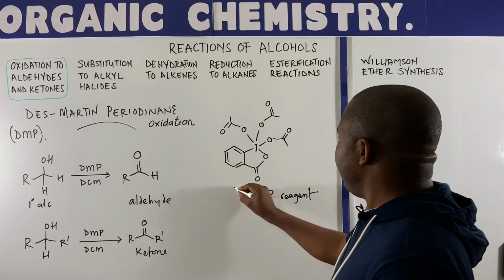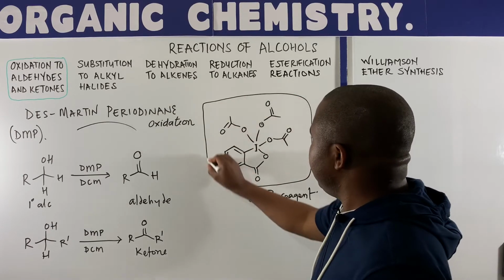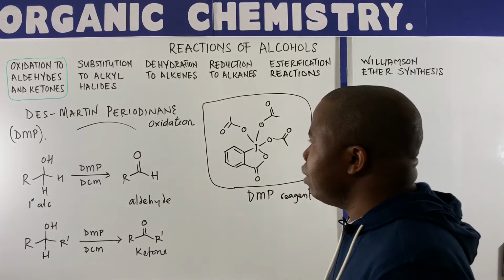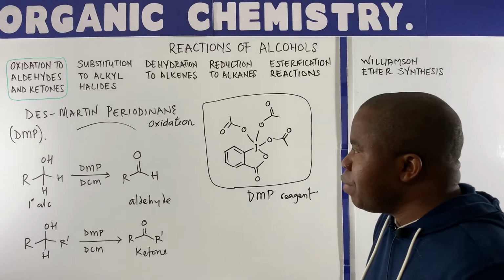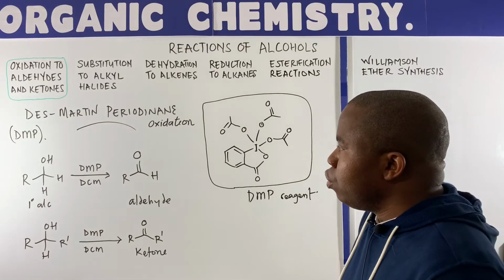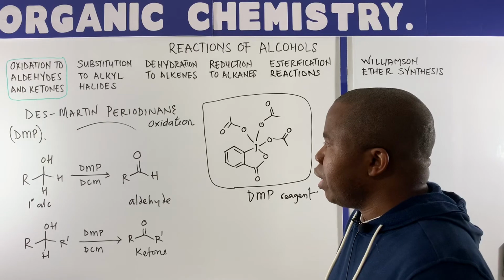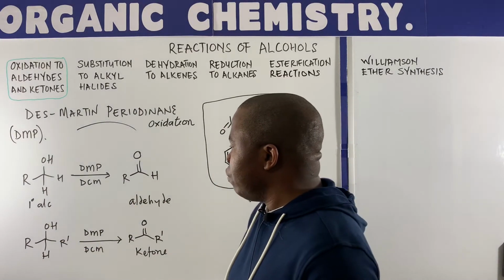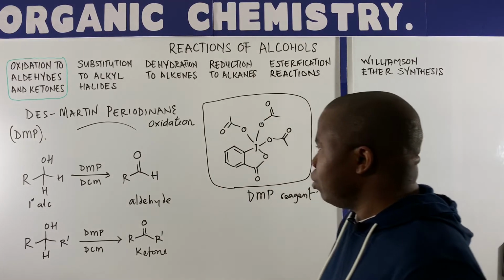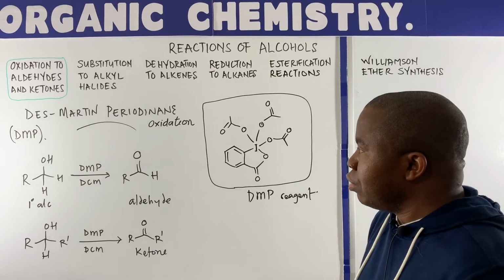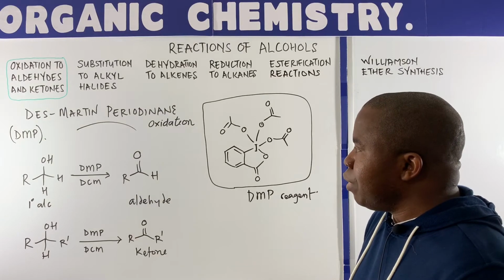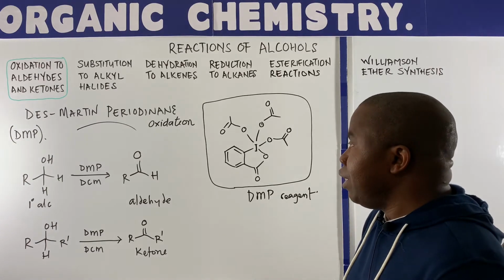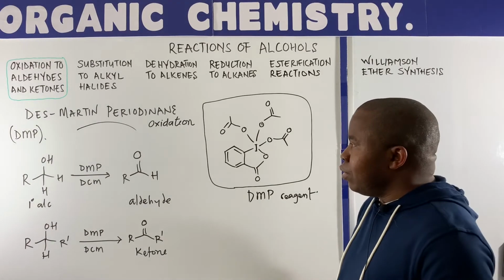And this, what we have here, is what we call the DMP reagents. These are oxidants, and just like in the case of the chromic acid and the Swern oxidation, when we use the DMP, we can convert a primary alcohol to an aldehyde, and we can convert a secondary alcohol to a ketone, just as in the case of the chromic acid and the DMSO and oxalyl chloride, the Swern oxidation. Just that in this case, the reagent is different and the mechanism is of course different.